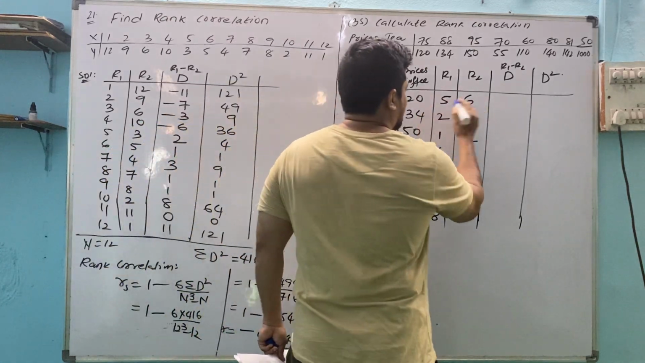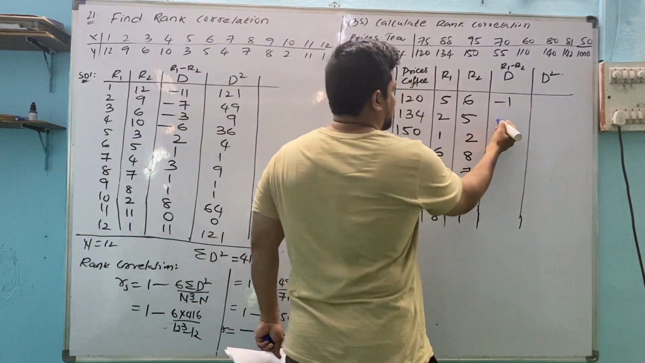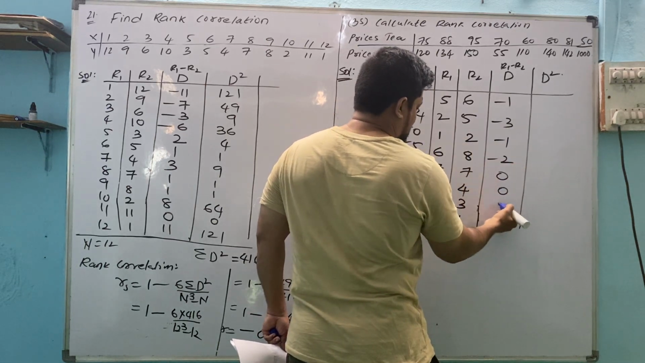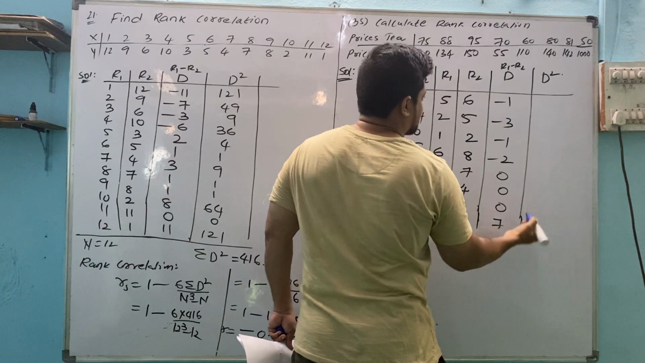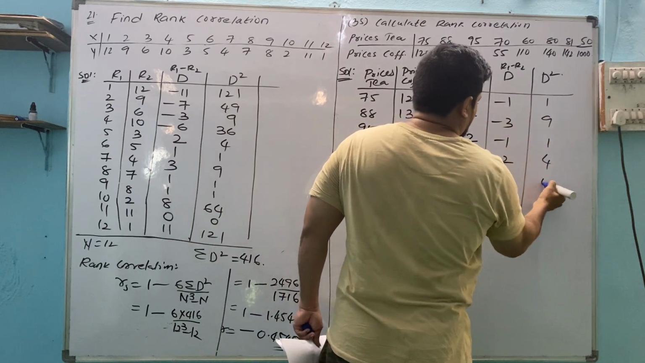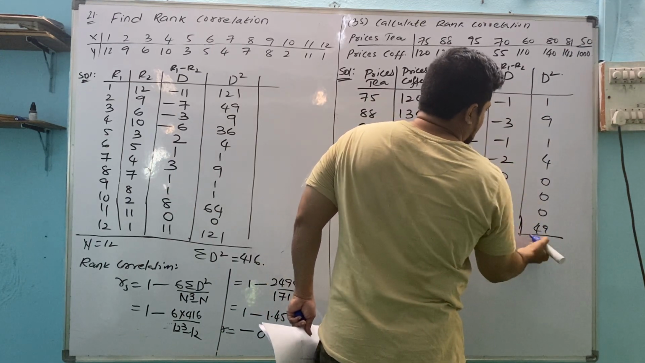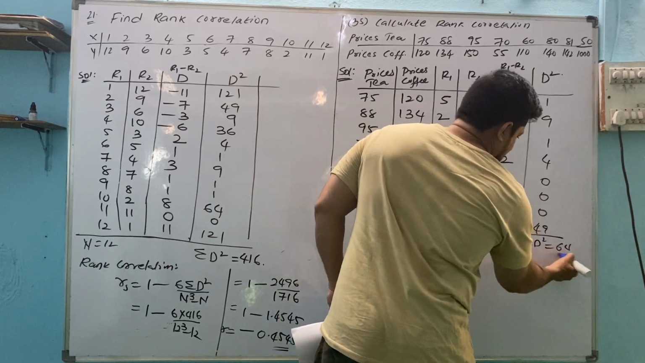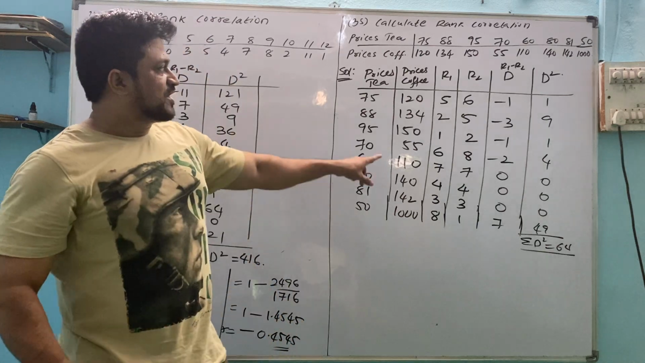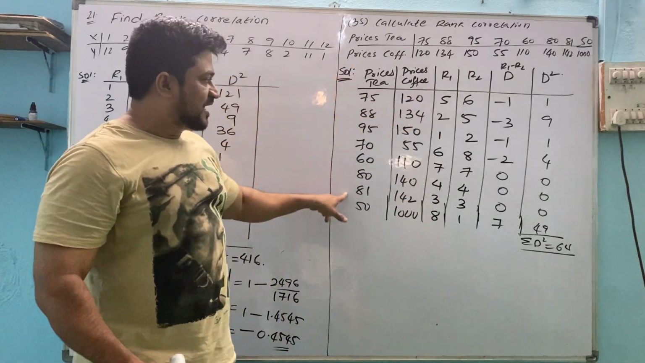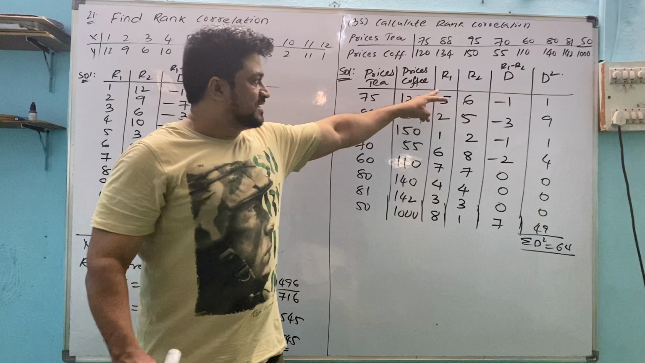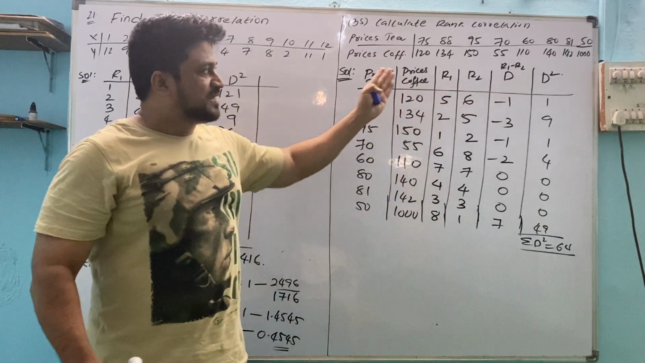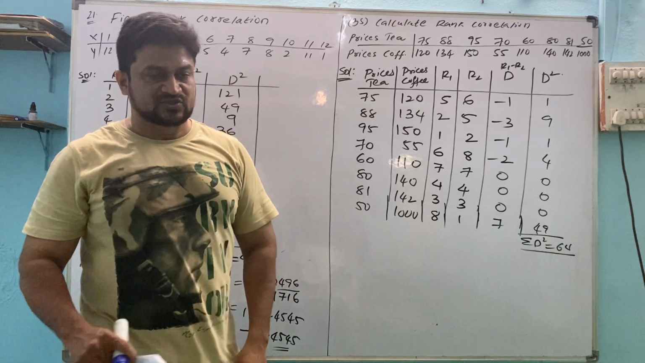Difference of ranks: 5 minus 6, 2 minus 5, 1 minus 2, 6 minus 8, 7 minus 7, 4 minus 4, 3 minus 3, 8 minus 1, 7. Squares: 1, 9, 1, 4, 0, 0, 0, 49. Sigma d square is 64. Got it? We have to write down the ranks by seeing the highest value and least value, taking ranks in order. Here also we have taken the ranks in order. Then the difference of ranks, then the square of the difference of ranks.